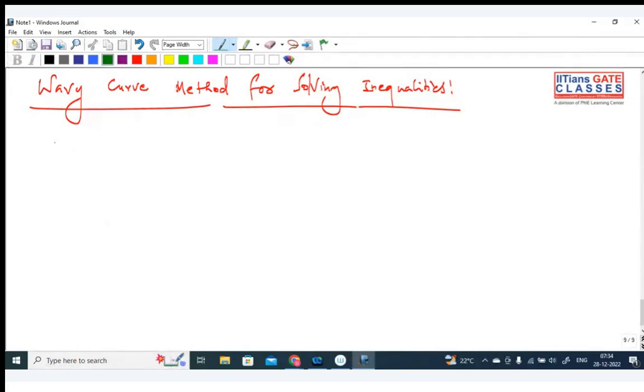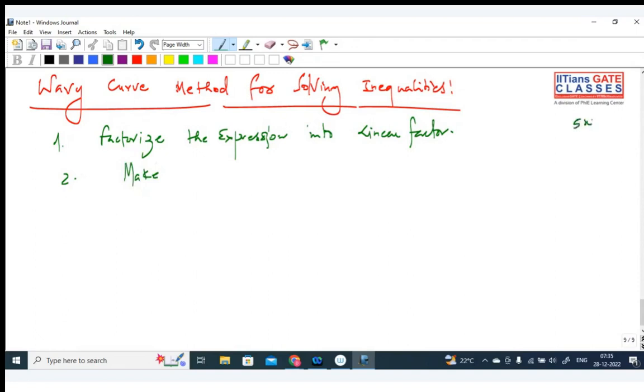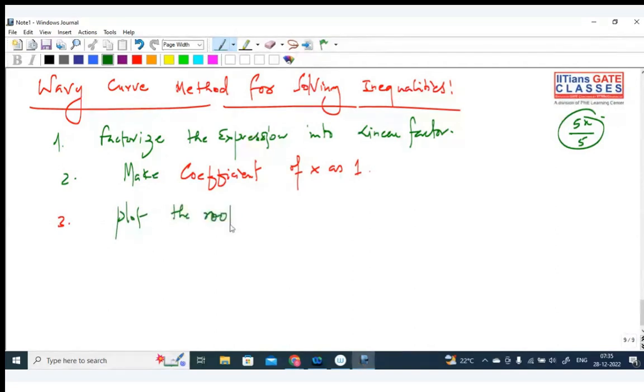So the very first step is you have to factorize the expression into linear factors. Second important step is you have to make the coefficient of x as 1. Suppose the coefficient of x is 5 here, so you have to divide by 5 to make it 1. This is the second step. And the third step is we have to plot the roots on the number line.